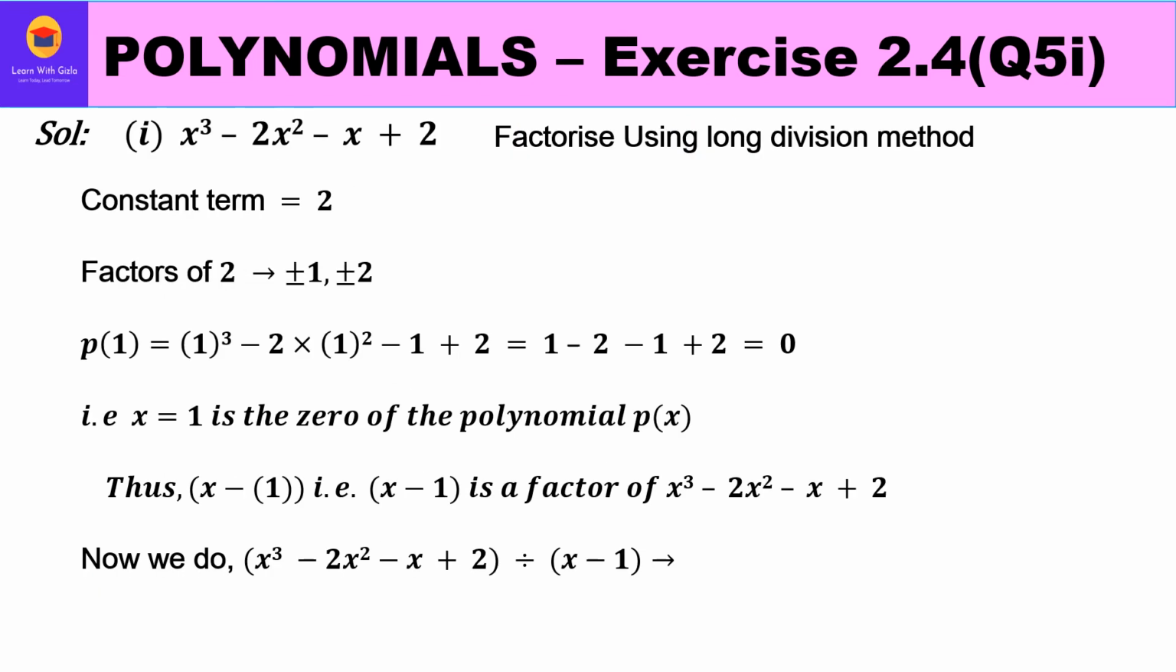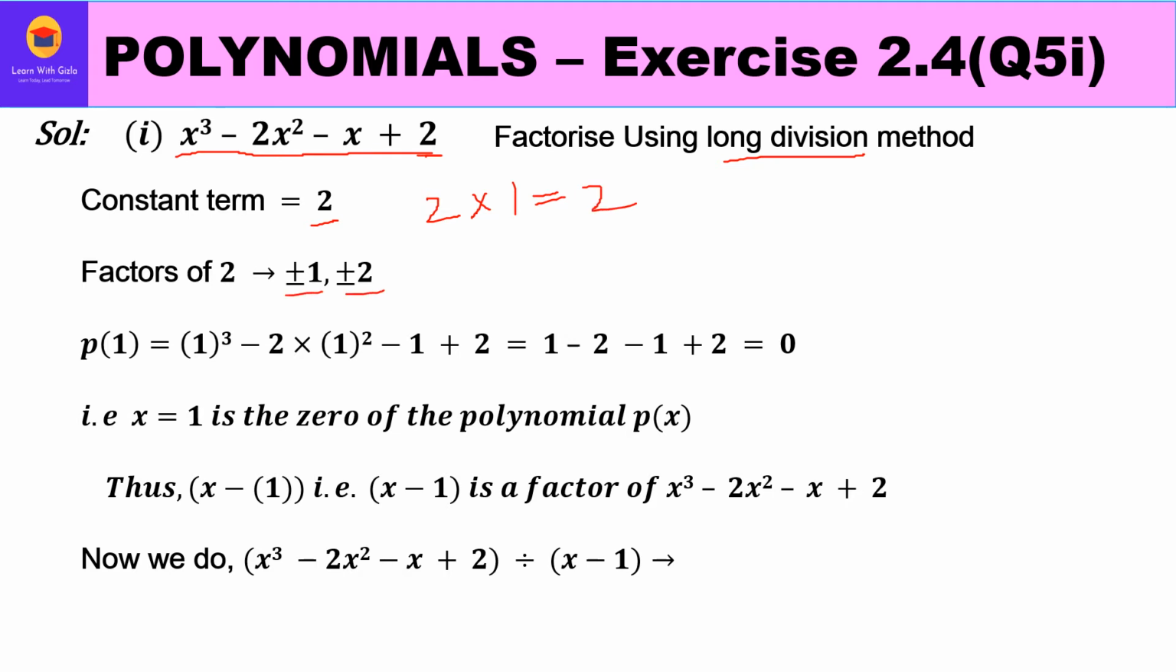Now the first part of question 5 is to factorize x cube minus 2x square minus x plus 2. Now we are going to use the long division method, for which we will find one of the factors by using the factor theorem. Right, so over here the constant is 2, and 2 is 2 into 1. So the factors we can say are plus minus 1 and plus minus 2.